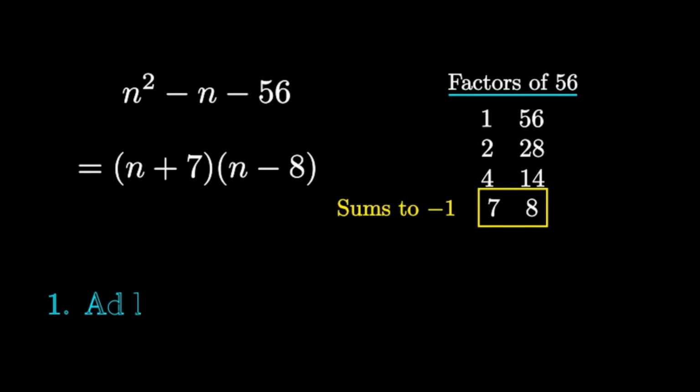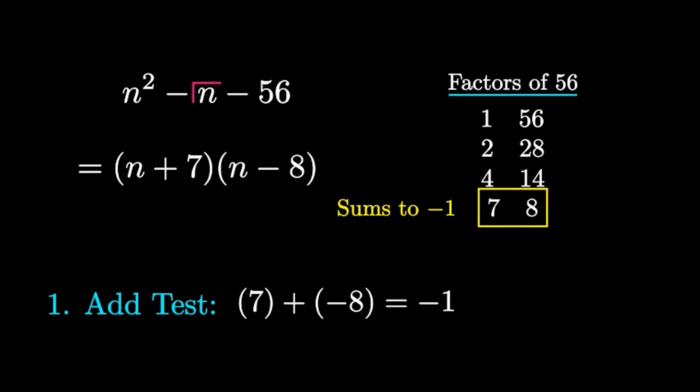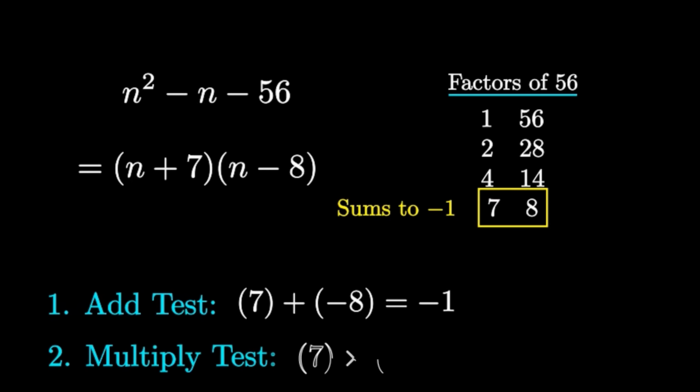Now, in order for it to pass, it has to pass two tests, right? The first is the add, aka the combine test, where we have 7 plus a negative 8, which is 7 minus 8, which is negative 1. So it passes that test. The second test it has to pass is the multiplication test. We have a positive 7 times a negative 8, which is equal to negative 56, that thing on the right. So it passes those two tests.